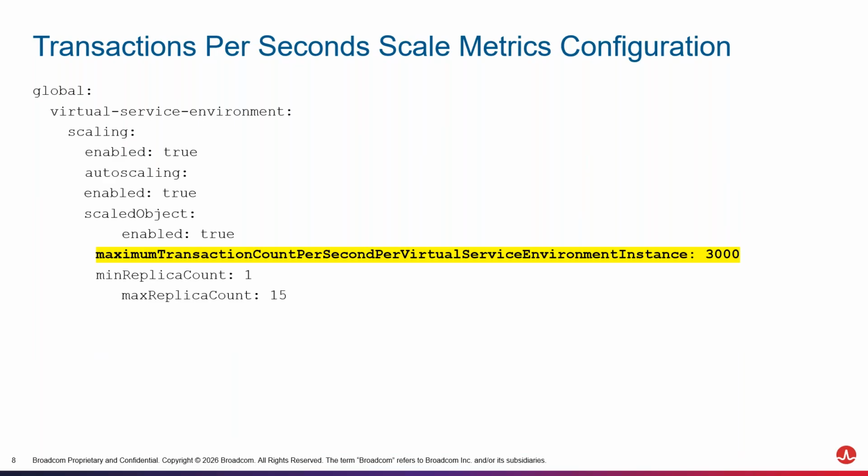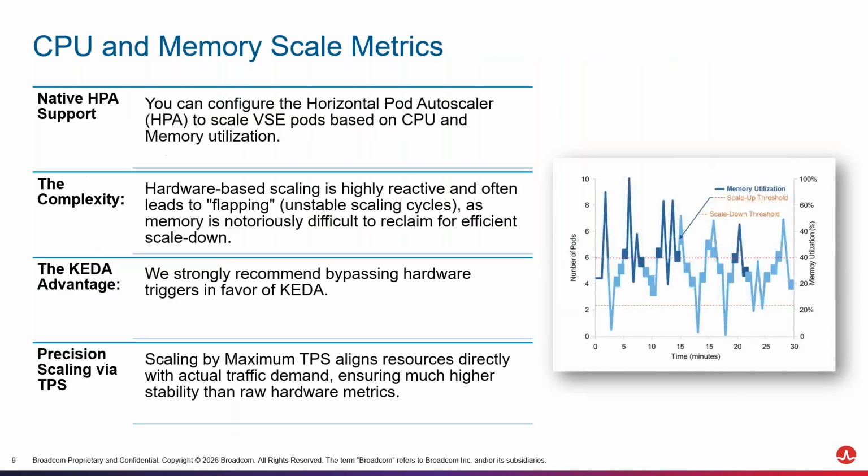It is important to say that each performance VC that I'm scaling is also consumed as a performance VC from the license perspective. So this is also something we need to understand. A second method that we allow is scaling by CPU and memory. Here we're using the native HPA of Kubernetes.